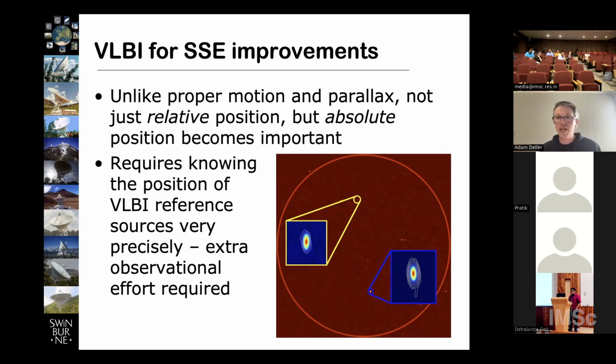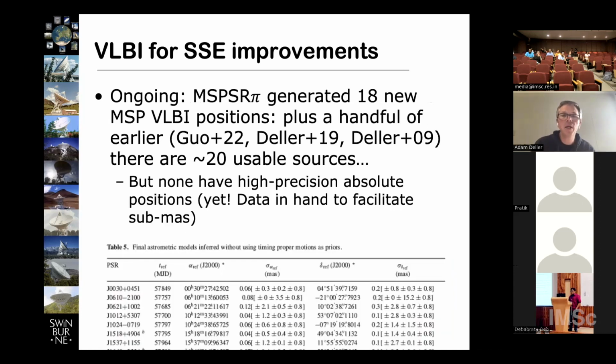So getting down to the couple of milliarcsecond level is really easy, and then getting that last order of magnitude to the sub-milliarcsecond level is quite a bit harder and requires multi-frequency, multi-epoch observations dedicated just to locking in the right position of your calibrator source. So this is ongoing work.